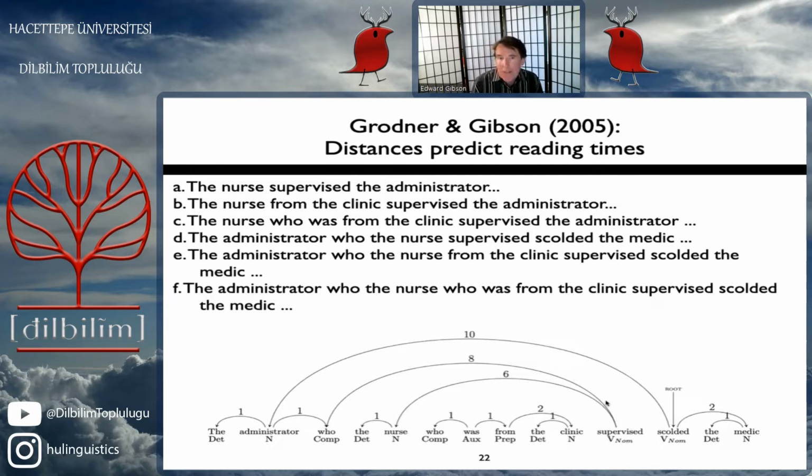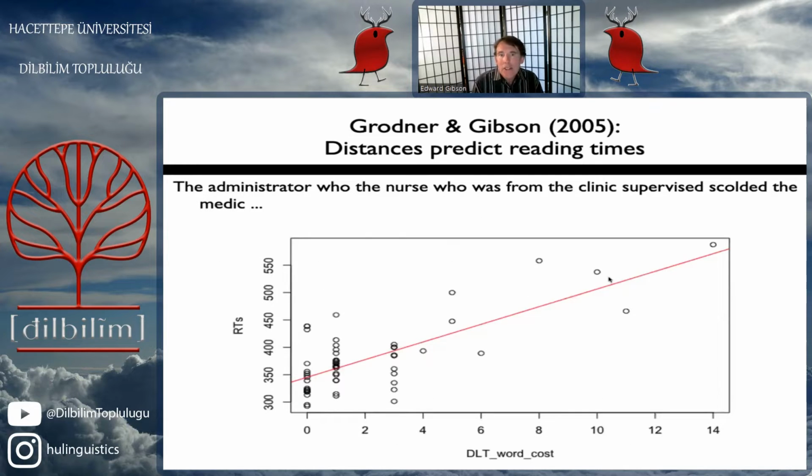I need the second half of the dependency to know where I'm connecting it to. When I get those, the longer that is, the harder it's going to be. So the slower the reading times in this dependent measure. Most of the connections here are actually still very local, but those two are not. And what we see in reading times is that some of these reading times up here are associated with those.